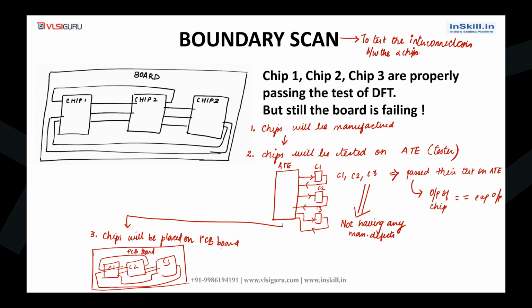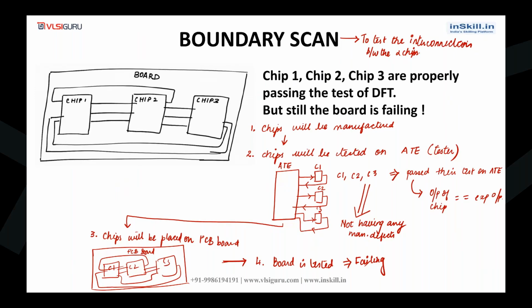After this, the board is tested. When the board is tested, it is actually failing. So why is it failing? Chip 1, chip 2, chip 3 are internally not having any manufacturing defects because they have already passed their test on ATE.